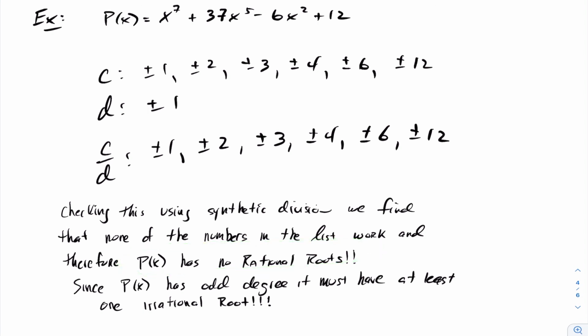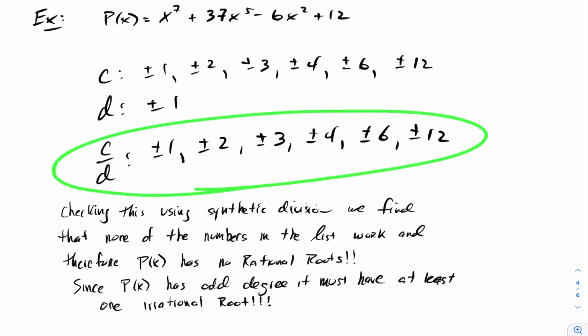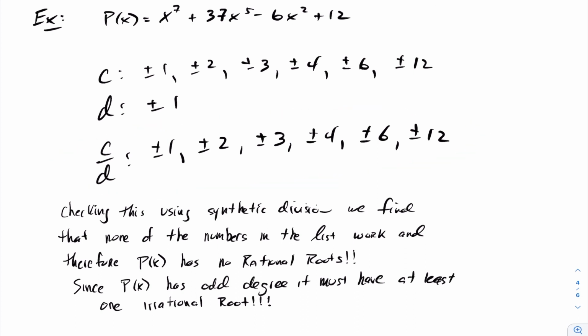However, because the degree of our polynomial is odd, you can see it is of degree 7, we know it crosses the x-axis. If it crosses the x-axis, it must have a real root, so that root must be irrational. So this polynomial of degree 7, using our rational root test, we were able to discover that it has an irrational root. It has no rational roots, as none of these worked using synthetic division, but because the degree is odd, it has an irrational root. All right, that concludes today's lesson on the rational root test.